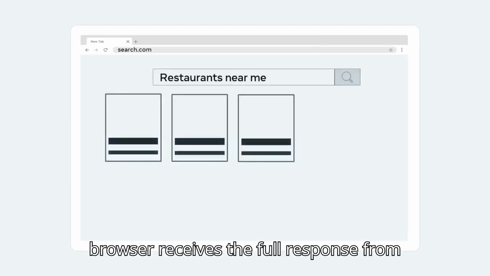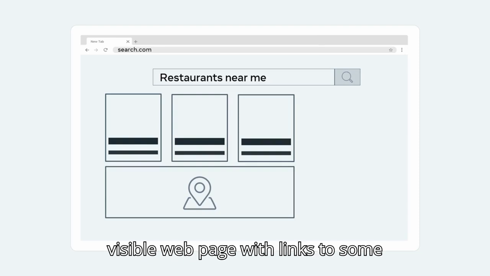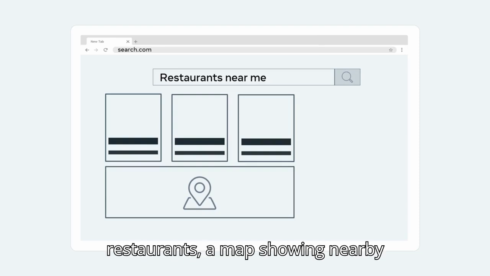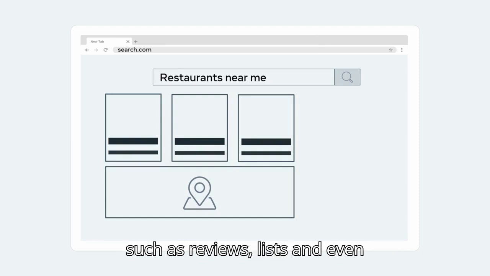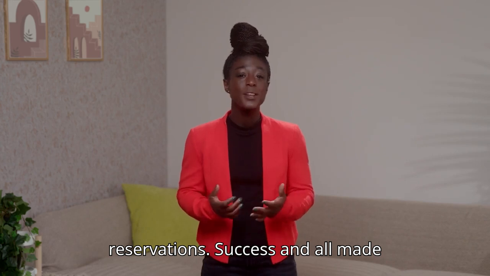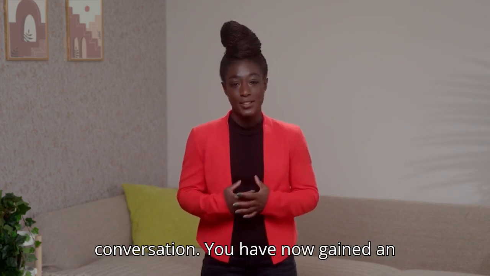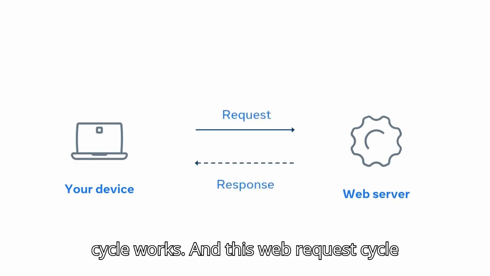When the web browser receives the full response from the web server, it again renders a visible web page with links to some restaurants, a map showing nearby locations, and more related information such as reviews, lists, and even reservations. Success, and all made possible by computers having a conversation. You have now gained an insight into how the request-response cycle works.